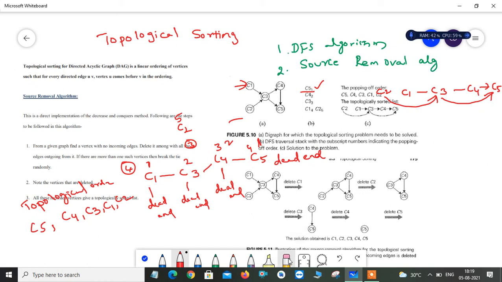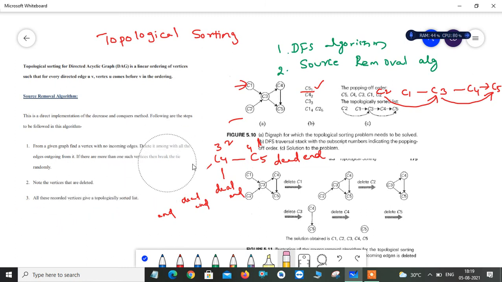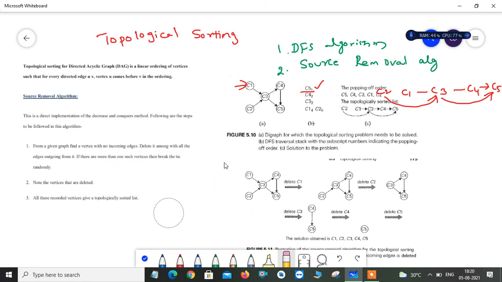Whereas the second algorithm is the source removal algorithm. This source removal algorithm is a direct implementation of the decrease and conquer method. These are the steps we can follow. From a given graph, find a vertex with no incoming edge, that is, a vertex which has only outgoing edges. Then delete it along with all the edges outgoing from it. If you find more than one such vertex, then you choose randomly and remove it.